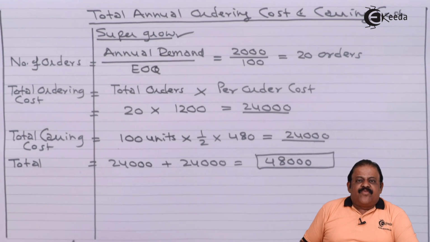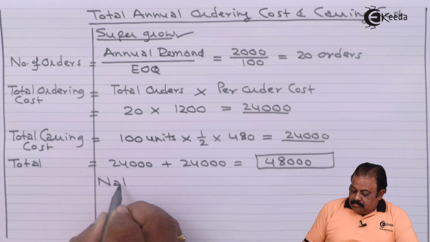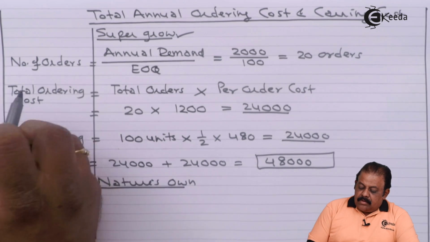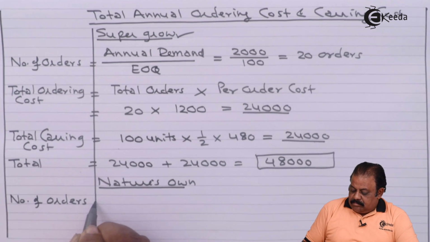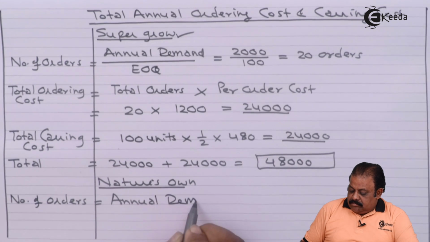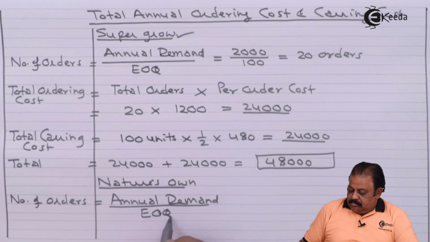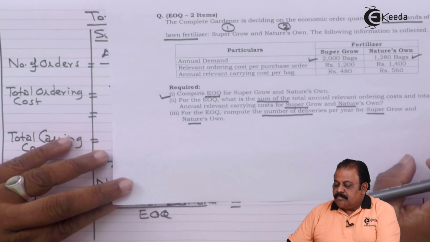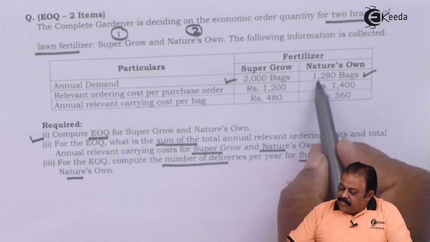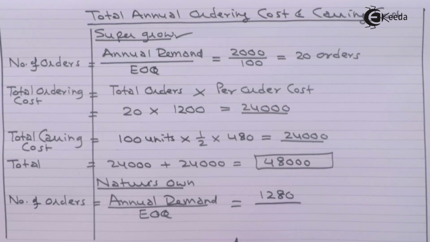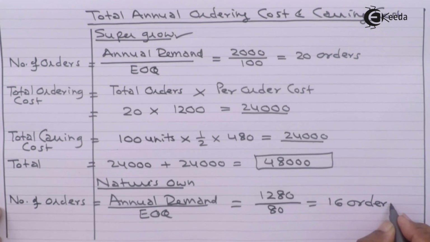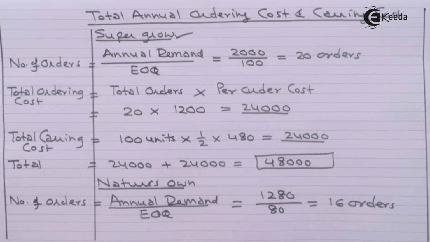Let us calculate it now for Nature's Own. Number of orders we will have to calculate. Annual demand 1280 bags. Economic order quantity we have calculated 80 units. So it will be 16 orders per year.